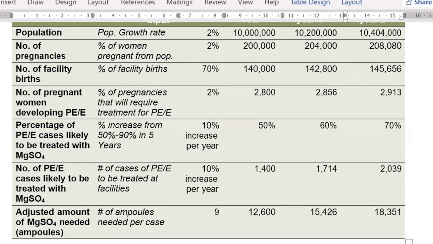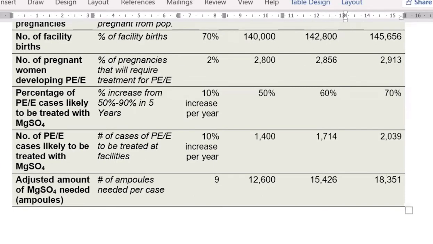Why? You are not using the consumption method. Do you have a hand? Yes, sir. I'm a little bit behind on the 2% of women developing preeclampsia, because in the question I saw that we don't have the data for that 2%. So I don't know where we got it.